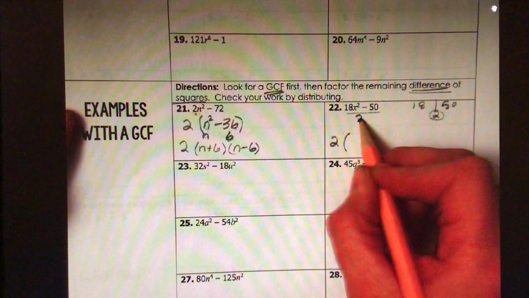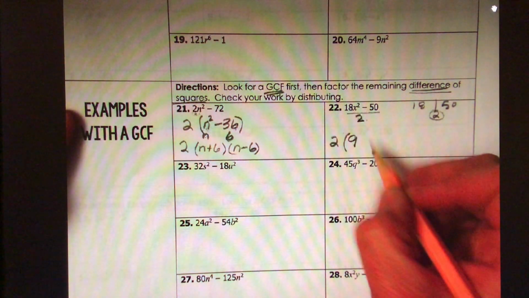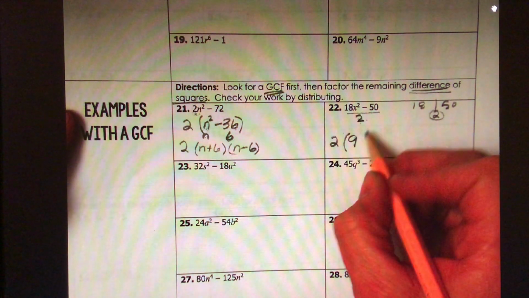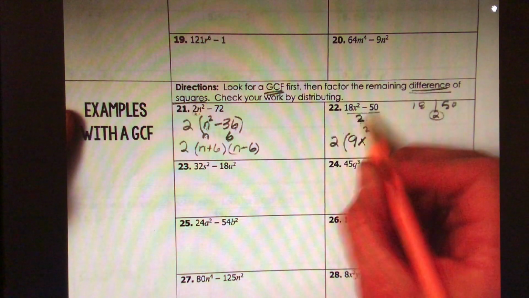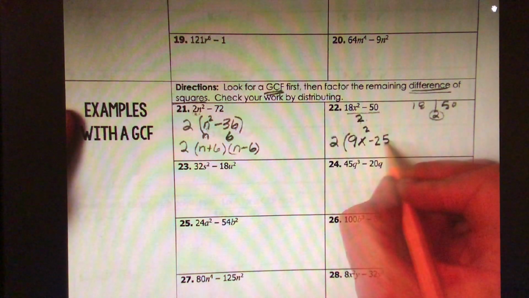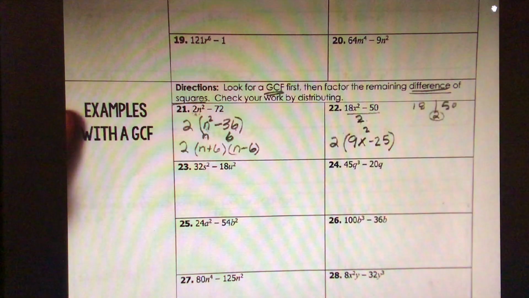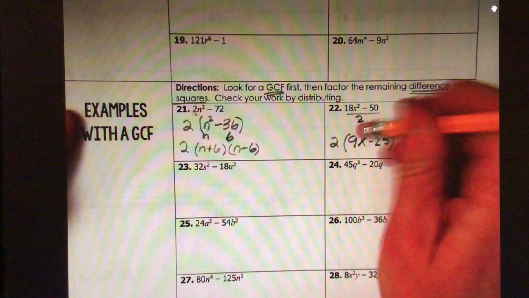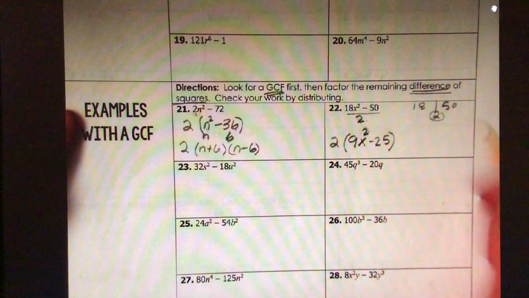18 divided by 2 is 9. X squared divided by 2 is, well, still x squared. I'm not doing anything to that term, right? So 9x squared. And then 50 divided by 2 is 25. Great. Oh, wow. So now I do have a difference of squares. Oh my gosh, I just erased it. I'm such a dork. Oh my goodness.